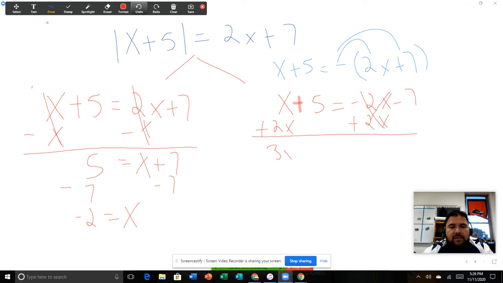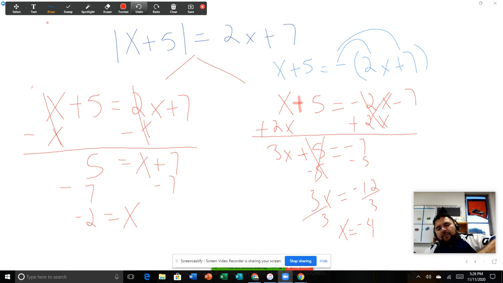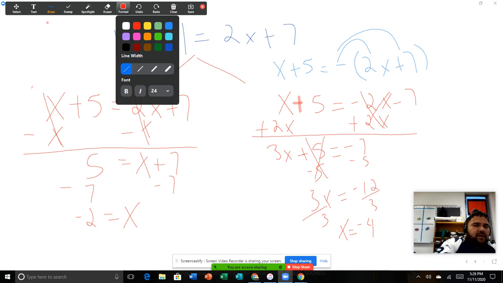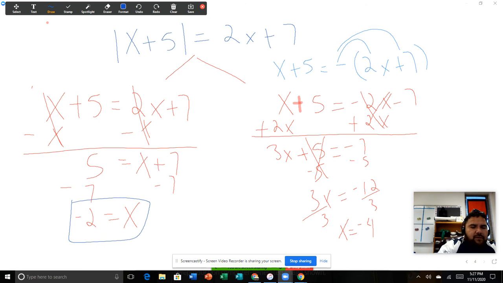Gives me 3x plus 5 equals -7. Did I do this right? Yeah. Okay, so then -5 to both sides, which cancels. 3x equals -12. Divide both sides by 3. X equals -4. Okay, so we got x equals -2 and x equals -4. Plug these solutions back in to see if you have any extraneous solutions.